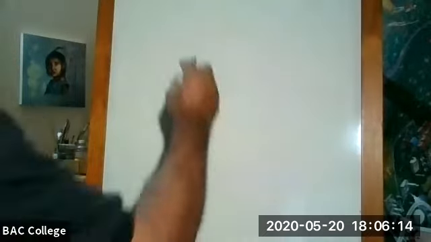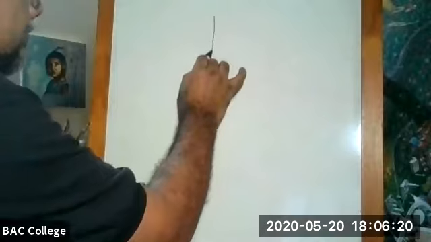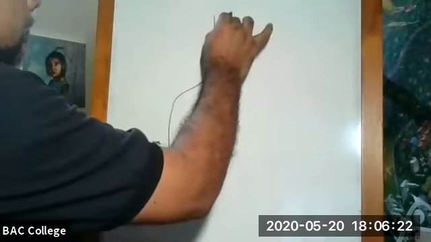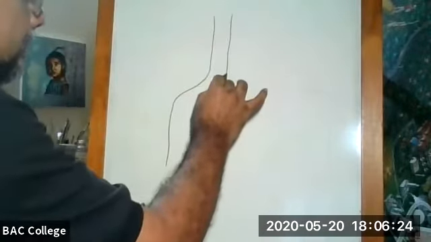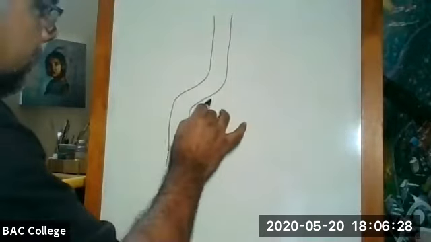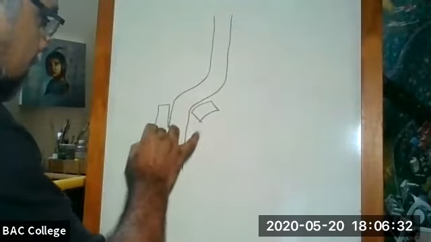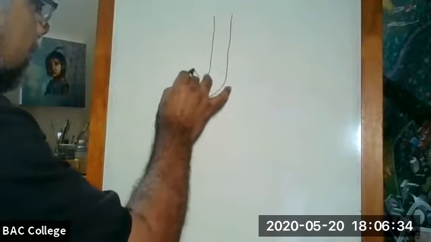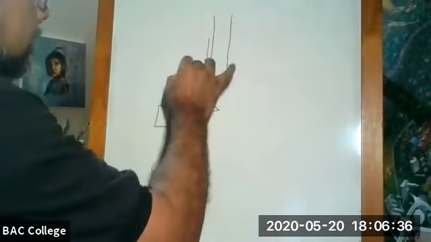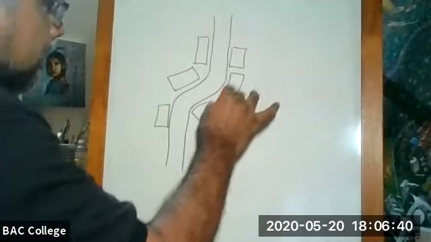So what we're going to do is, let's say we're going to draw a road like this, and then it curves out like this, and it comes this way. Okay, it curves like this and this way. So you get buildings over here, a building over here, a building over here, and then another building over here, another building over here, and another building over here.